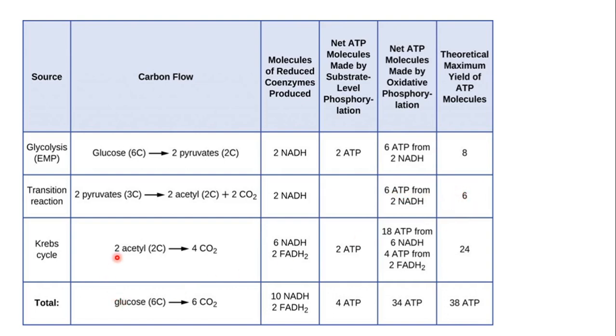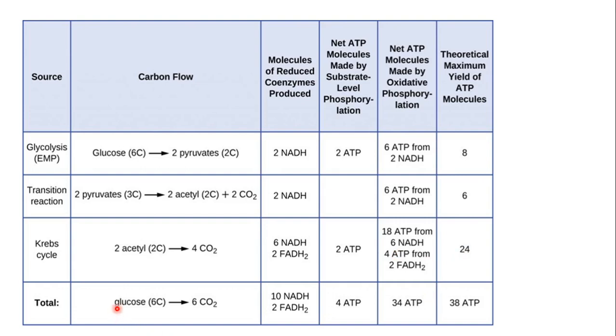Then during the Krebs cycle, there is a yield of 4 carbon dioxide, but 6 NADH and 2 FADH2. 6 NADH will yield 18 ATPs, 3 per NADH. And calculations show that 2 ATP is yielded per FADH2 molecule. So we get 4 ATPs from 2 FADH2. So 18 from NADH and 4 ATP from FADH2 during the Krebs cycle. So total yield of ATP during the Krebs cycle is 24: 2 plus 18 plus 4.